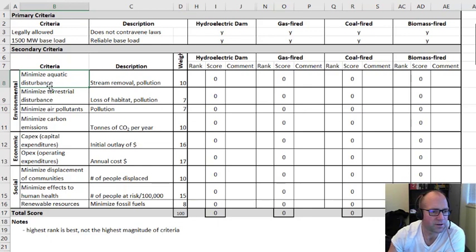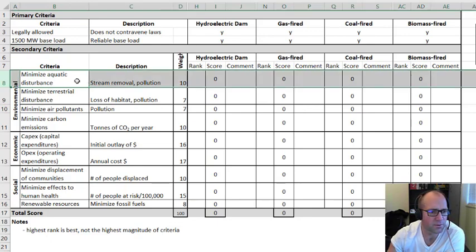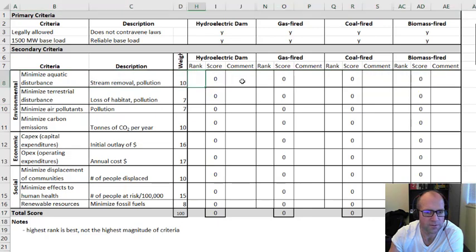So if we look at minimizing aquatic disturbance, we have stream removal or pollution. Well, let's just talk about these before we rank them. So a hydroelectric dam is going to definitely have an aquatic disturbance. It's going to flood some tributaries. It's going to change river into lake habitat. But certainly there will be an aquatic disturbance. A gas-fired power plant, in all likelihood, a gas-fired power plant and a coal-fired power plant will have some sort of a blowdown, usually some sort of a cooling pond, and it might have some pollution to a river.